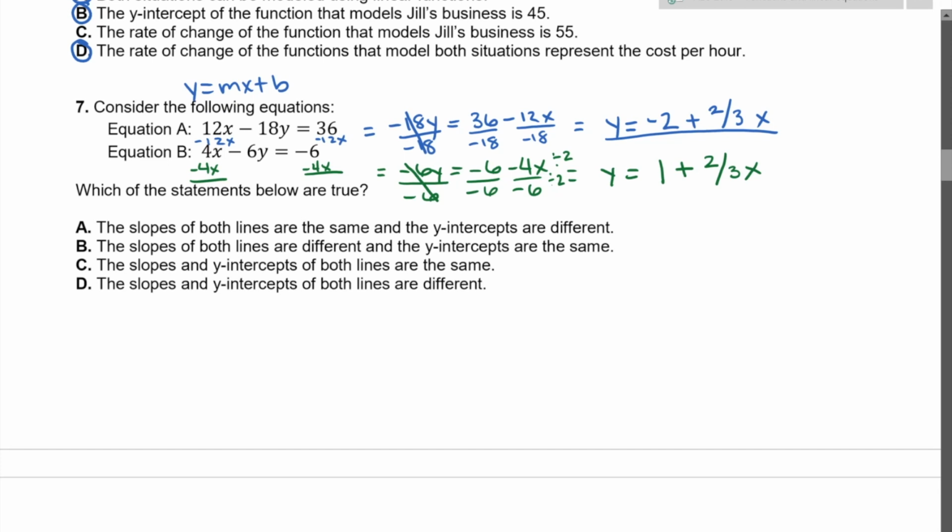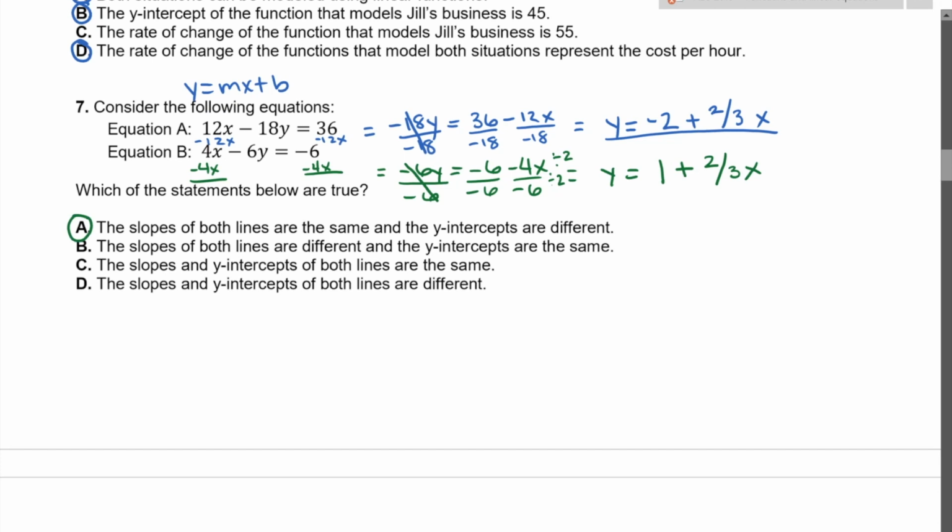The slopes of both lines are the same and the y-intercepts are different. So what's my slope for the blue one? 2 over 3. What's my slope for the green one? 2 over 3. What's my y-intercept for the blue one? Negative 2. What's my y-intercept for the green one? 1. So are the slopes of the lines the same? Yes. And is the y-intercepts different? Yes. So that is a true statement.